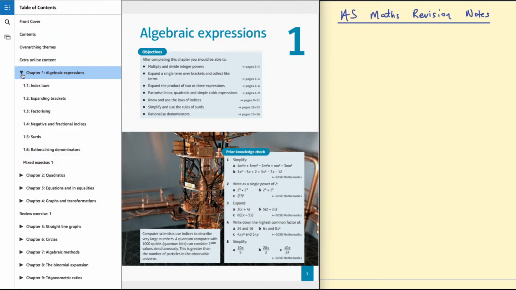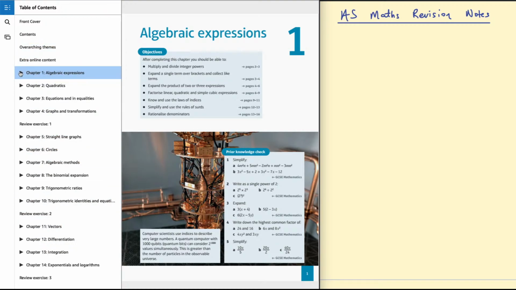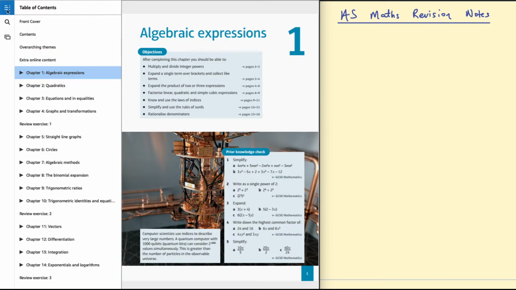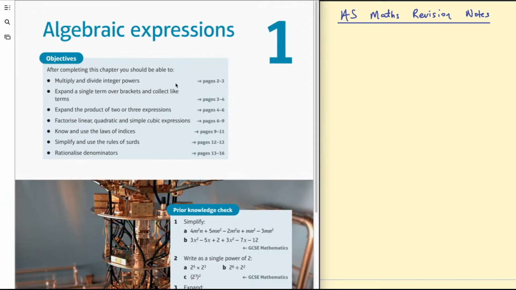So we're going to hopefully work through the first couple of chapters fairly quickly and then get into some of the newer content. So hopefully in this live stream I will get through all of chapter 1, but we'll see how we go. That's the goal anyway. So we're going to be starting with chapter 1, algebraic expressions.